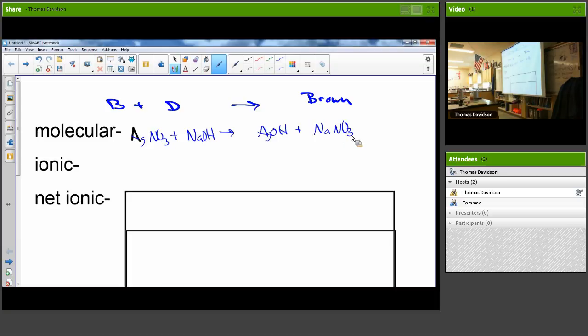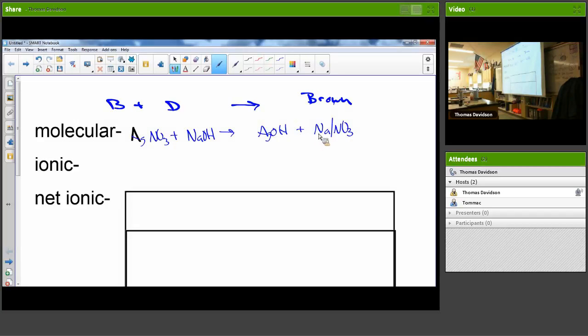NaNO3. Hey, if you look at the periodic table, do you notice that K is right below Na? Yeah. All right, and what would be above Na? Lithium. What's below K? Oh, I have dyslexia sometimes. All right, all of these are family 1 metals, and they are never part of the precipitate. Or another way to say it, family 1 metals are always considered spectator ions.